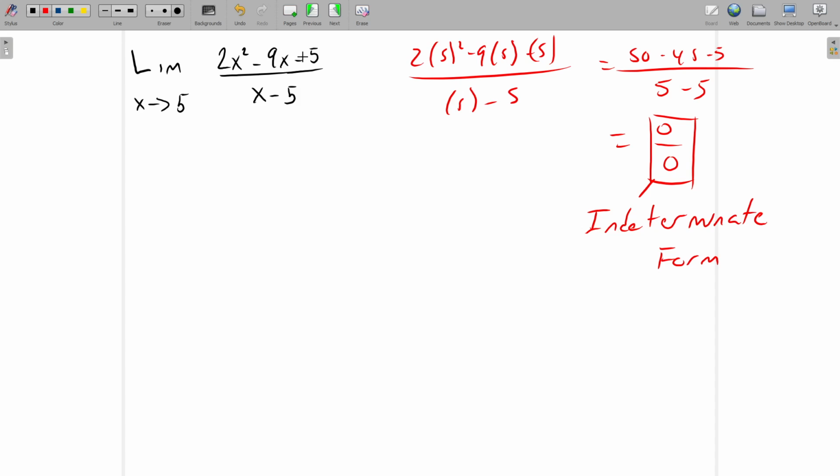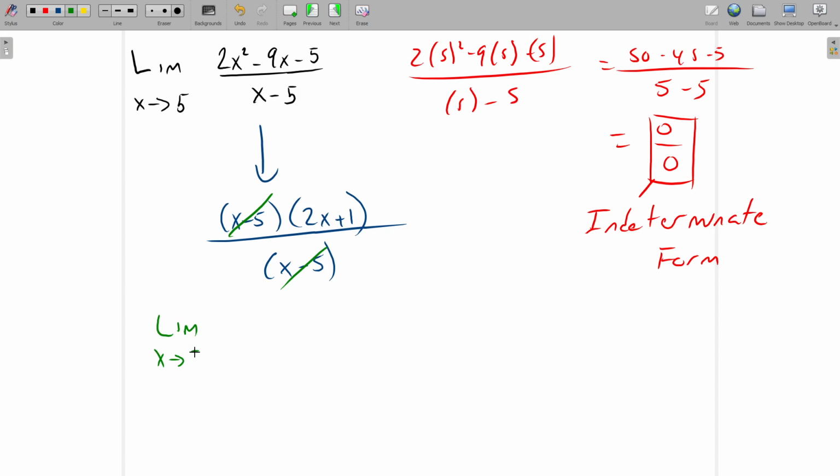Well, this is a polynomial in the numerator and denominator. So when we see that, and we're seeing this 0 over 0, our first thing that we should try to do is factor, right? We can factor this numerator into x minus 5 and 2x plus 1. Well, if we factor this and we have an x minus 5 in the numerator and denominator, we can go ahead and cancel that. We can remove that out of the problem, and now we have the limit as x approaches 5 of 2x plus 1.